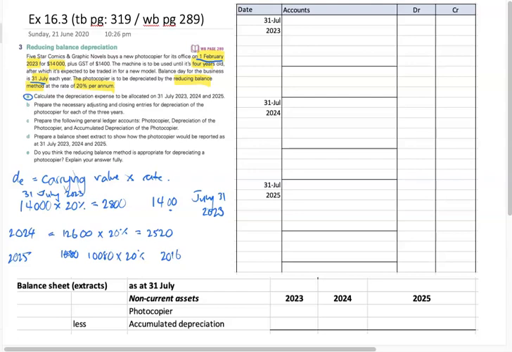We have $1,400 for July 31st, 2023, 2,520 for 2024, and 2,016 for 2025. Slowly reducing now, and we now have our final carrying value, if we want to calculate that, which is going to be 10,080 minus 2,016, which equals our final carrying value of 8,064, which is what we're hoping to ultimately end up as our balance of our value at the end of this process.